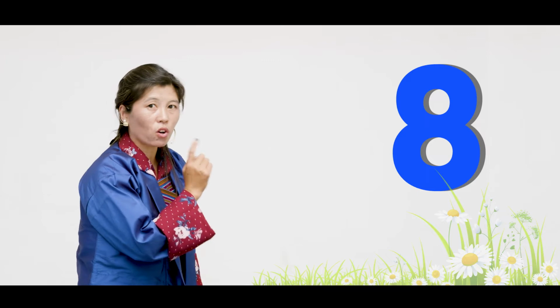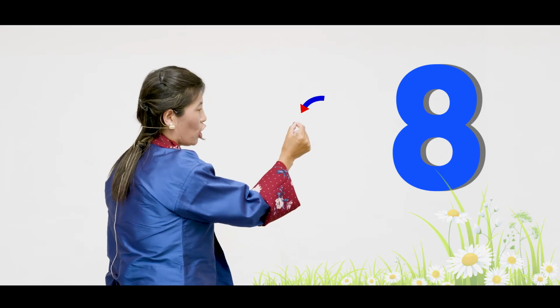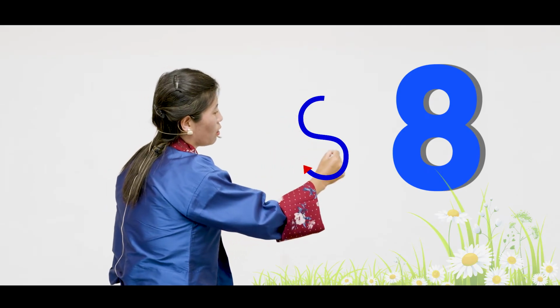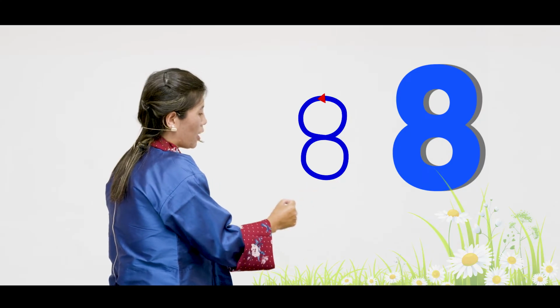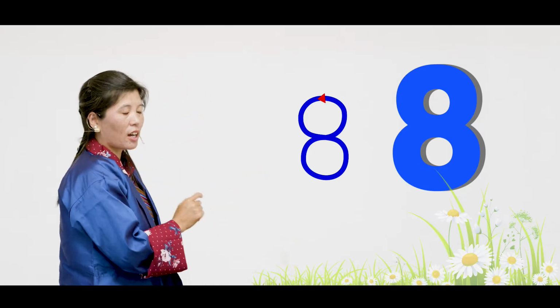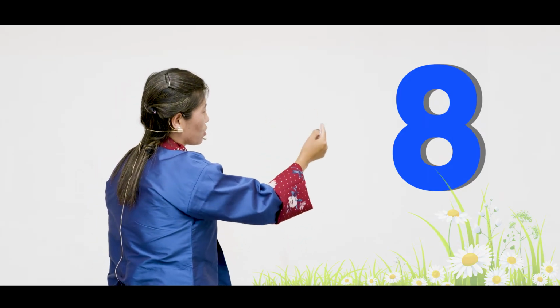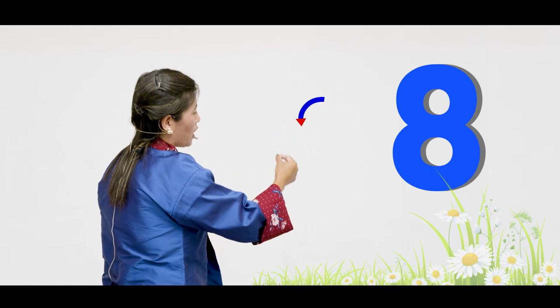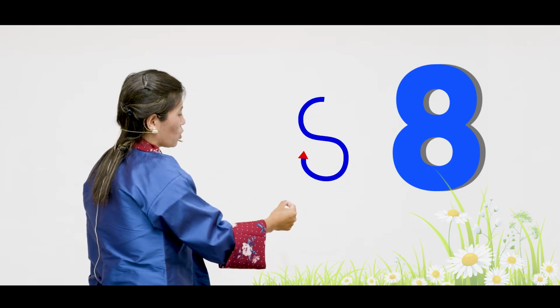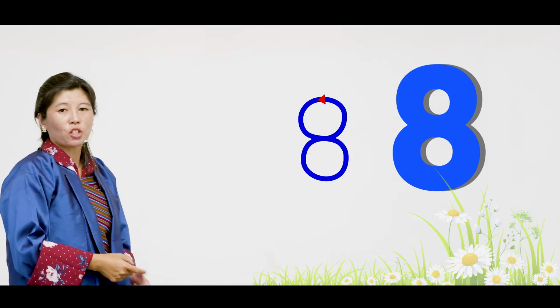Okay, now we have 8 here. Follow the arrow again. Look at me and then follow the arrow. Start from the top, come down, round, go down, and when you reach here, come up and join the top. Do it again. Let's start from the top. Follow the arrows. Are you getting me? You try it yourself. Try as much as you can and see how your 8 comes out.